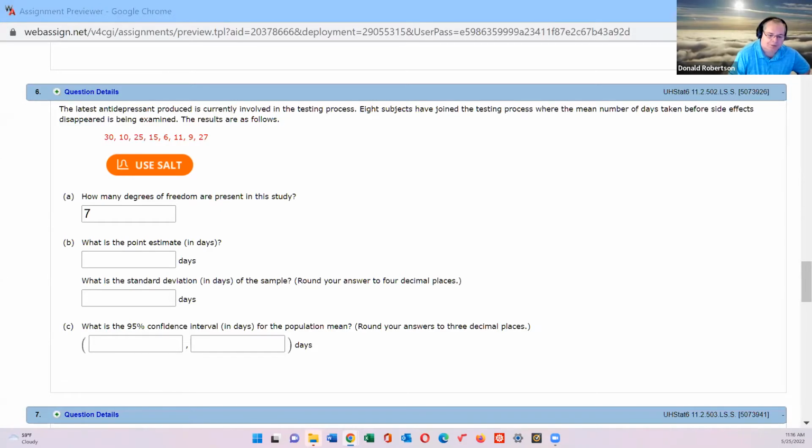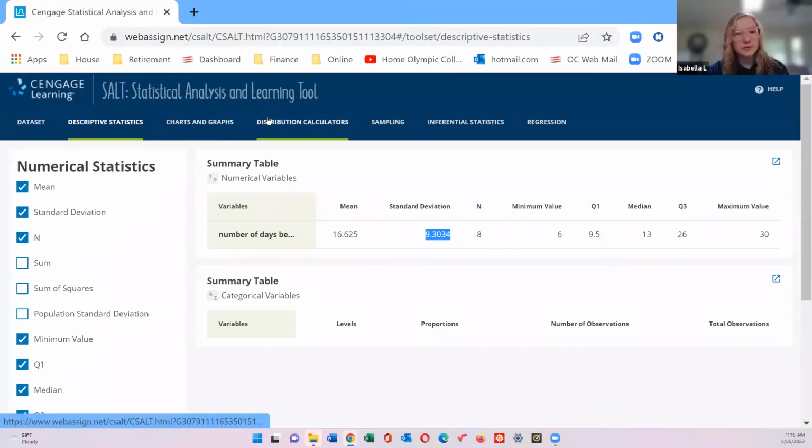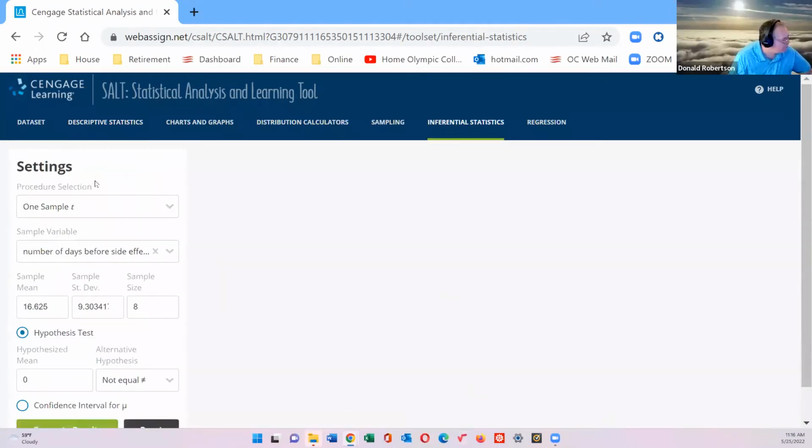Now, I got that by looking up descriptive statistics, so let me pick the mean, copy and paste it. And standard deviation. Let me copy and paste it. And then look at what kind of accuracy they want. Did they mention it? Yeah, that'll work. Now, I need to find a 95% confidence interval. Which of those menus at the top is the confidence interval guy? Inferential statistics. Okay, one sample.